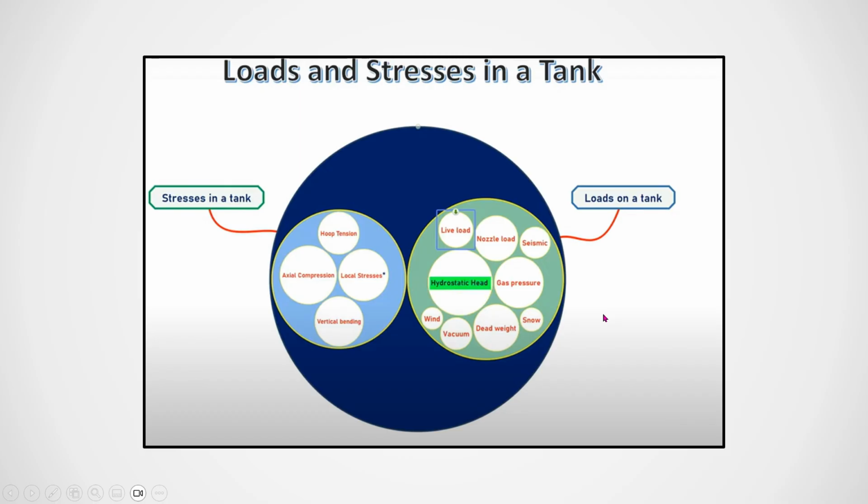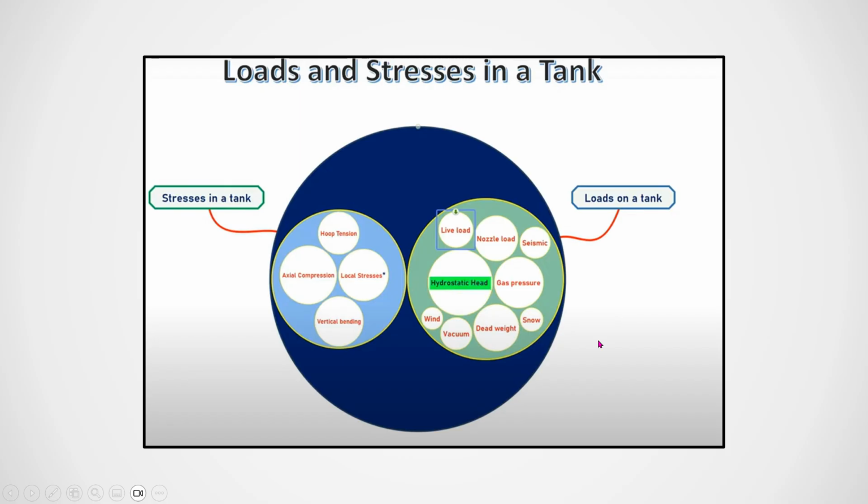Before discussing the manufacturing of the tank, we should know what types of loads the tank is subject to. These are the loads acting on the tank: live load, nozzle load, seismic load, gas pressure, hydrostatic head, wind, vacuum load, dead weight, and snow. All of these are loads acting on the tank.